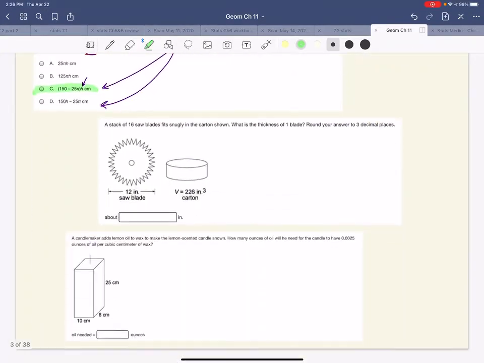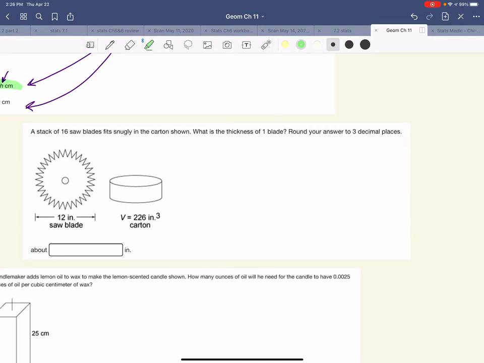All right, question number 4. A stack of saw blades fits snugly in the carton. So you can imagine all these little saw blades in here to keep people from cutting themselves. The saw blades, 16 of these would stack in here. So they must be very, very thin, right? Because 16 of them fit into this box. What is the thickness of one blade? Round to the nearest 3 decimal place.